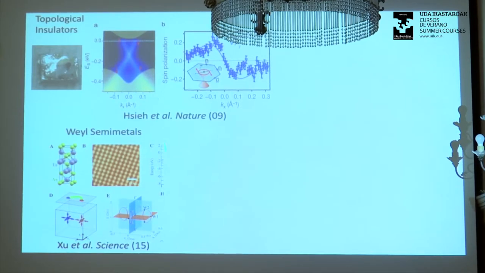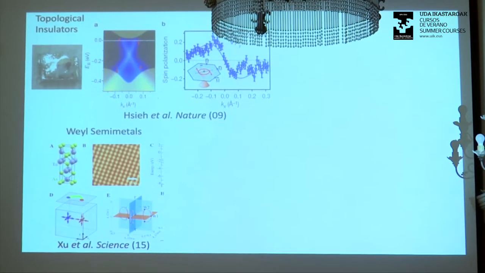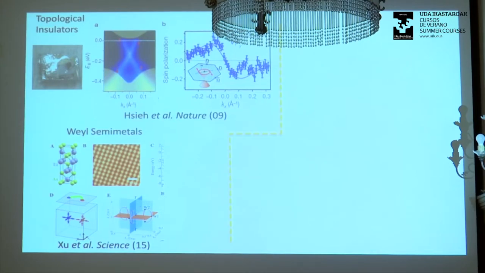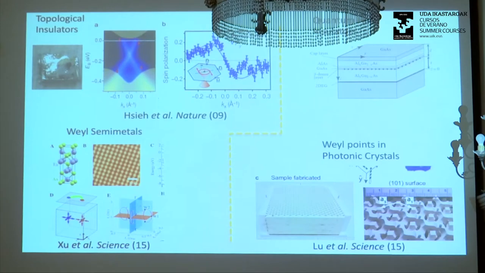Similar story happens with Weyl semimetals. There are different types of Weyl semimetals. You can grow a crystal, you can do ARPES, you can do STM. You can see that it is a Weyl semimetal. Maybe now you can do something with it. But nature gives you these types of materials, and that's one way of thinking about topological physics. On the other hand, you can also try to engineer topology by using materials which are not topological themselves.